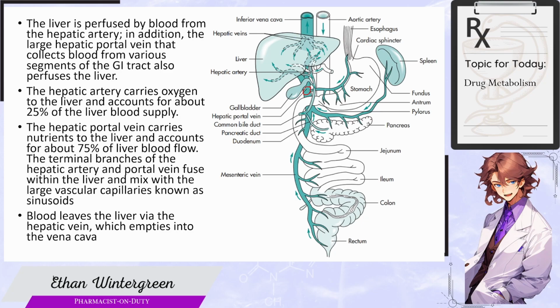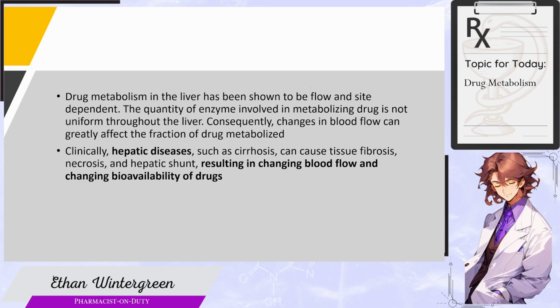The hepatic portal vein carries nutrients to the liver and accounts for 75% of the blood flow. After the liver, the blood leaves via the hepatic vein, which empties into the vena cava, which is part of your heart. Drug metabolism in the liver has been shown to be both flow and site dependent, meaning the quantity of enzyme involved in metabolizing the drug is not uniform throughout the liver. Hence, if there are changes in blood flow, the drug might take longer to metabolize, and it might need 2 or 3 passes.